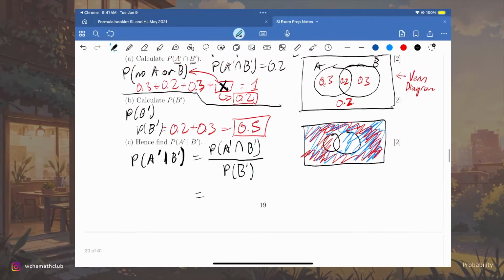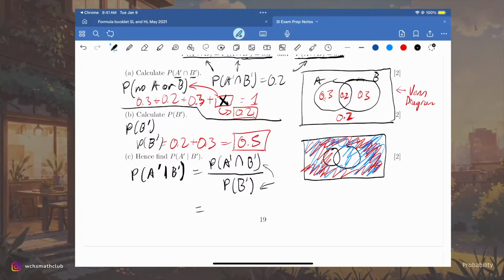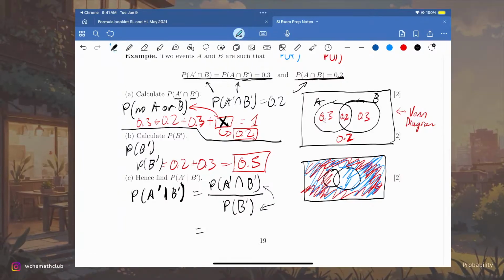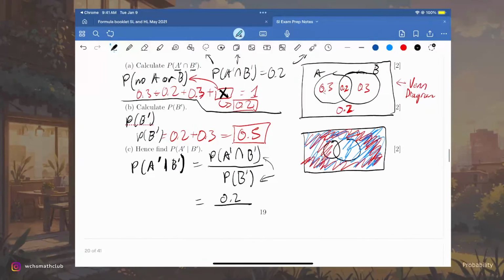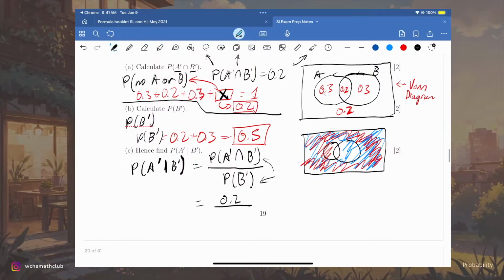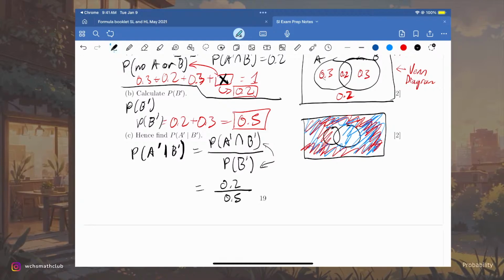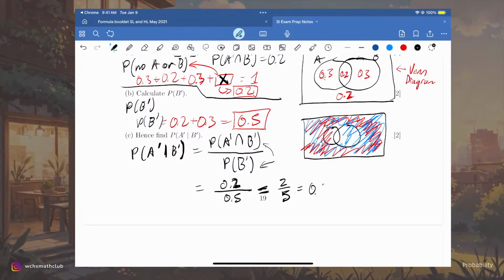Basically, what we have to do here is just evaluate these two terms, the numerator and the denominator. The top term, we've already evaluated in part A to be 0.2. Now the bottom term, P of B prime, is what we calculated in part B, 0.5. So we've already done all of the work necessary to solve part C. And what we get is simply 2 over 5, or if you want to write it in decimal form, 0.4.